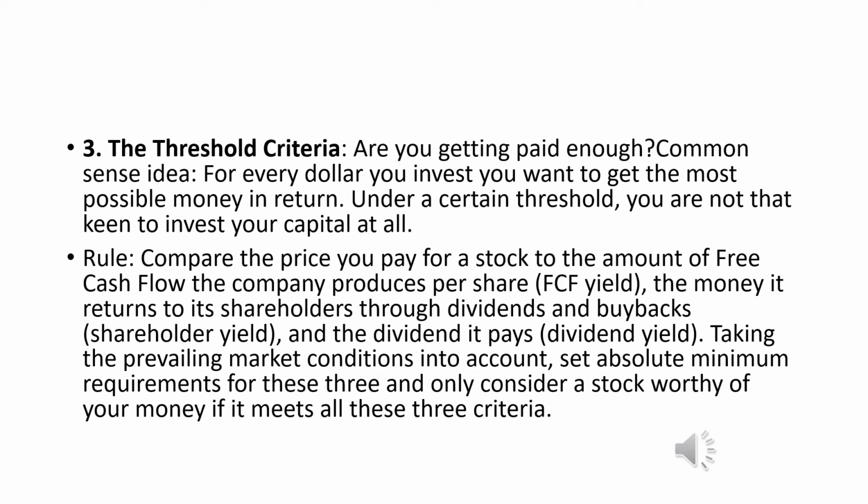The basic rule of this step is compare the price you pay for a stock to the amount of free cash flow the company produces per share, the money it returns to its shareholders through dividends and buybacks, and the dividend it pays, like dividend yield. Taking the prevailing market condition into account, set absolute minimum requirements for these three, and only consider a stock worth your money if it meets all these three criteria. So this is the third step, the threshold criteria. Going on to the next slide.